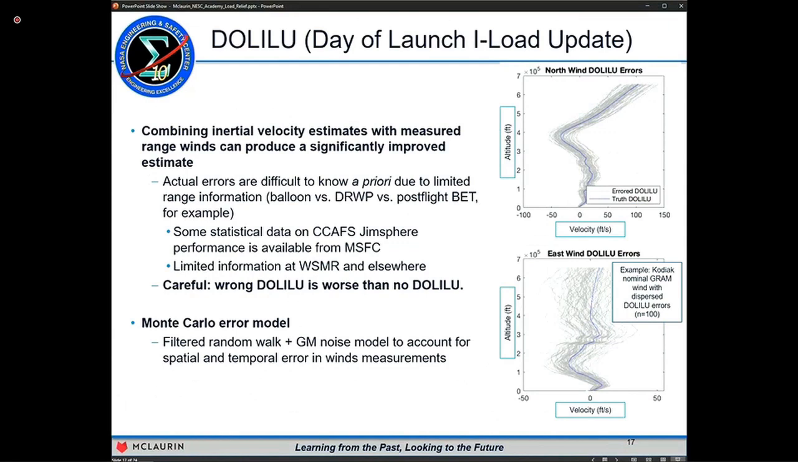because there's no independent measurement of actual. Now there's some data on those differences, where NASA has looked at Doppler wind profiler data versus balloon data at the Eastern Range, but that's a challenge. So we use reasonable conservative estimates to build up these error models. For example, filtered random walk and a Gauss-Markov noise model that captures the spatial and temporal error in the winds measurements. But even with pretty gross errors, we're still able to provide pretty reasonable estimates of angle of attack.